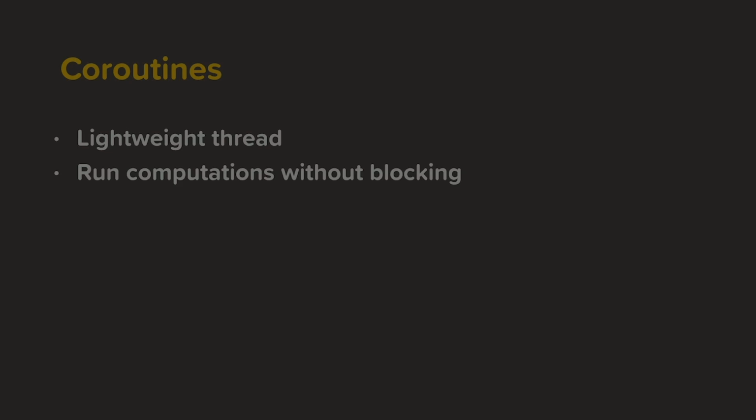In order to understand flow, which is based upon coroutines, let's talk about coroutines a bit. So what are coroutines? Coroutines are lightweight threads. Coroutines run computations without blocking a particular thread, and coroutines can suspend at a particular suspension point and can be resumed from that particular point later on.